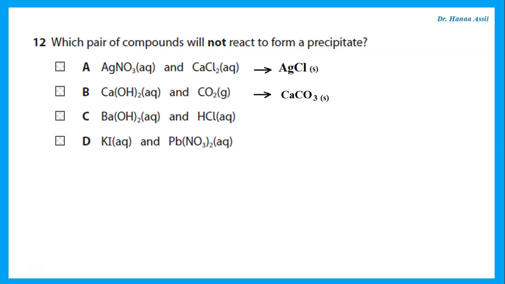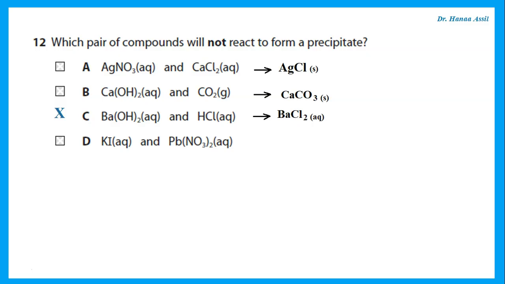What if I put barium hydroxide with HCl? Of course, this gives barium chloride. This is not a precipitate. Remember that barium would not form a precipitate unless it is reacting with something that's a sulfate. But with a chloride, this is a solution, so this will not form a precipitate.